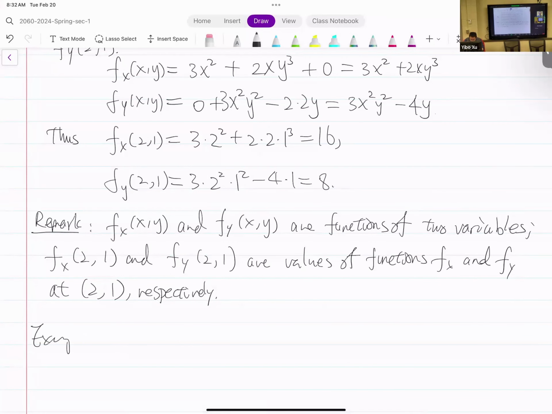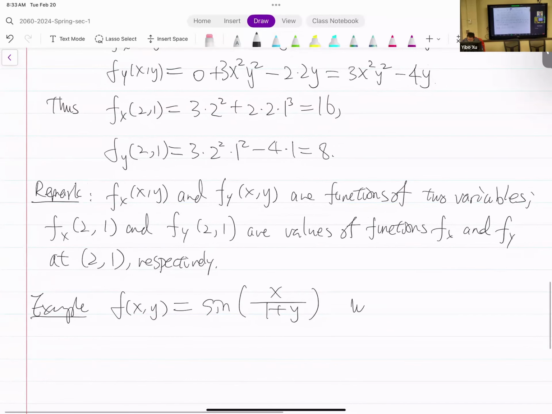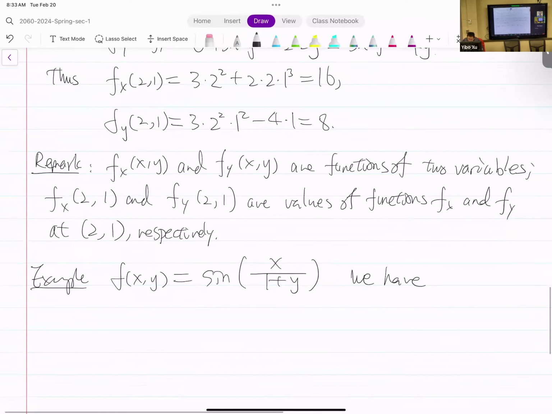More examples. If everything is polynomial, that's definitely nice, right? But of course, we may have something more complicated. We have seen something just now about trig functions, right? So let's say we have f of x, y equals sine of a fraction, x over 1 plus y. Okay, so now this is a composition. We can also calculate the partial for this kind of function. Why?